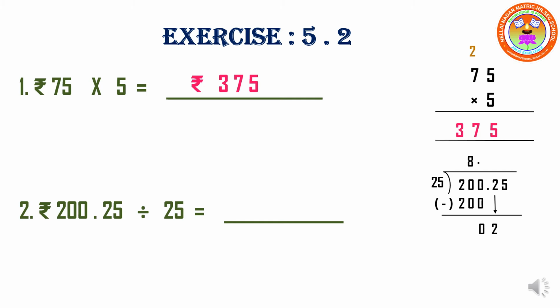Bringing the 2 down, 2 is not possible in 25. So we'll put 0. So 25 into 0 is 0. Next step, we are going to bring 5 down. So what is there? 25. 25 into 1 is 25. On subtracting, you get the remainder as 0. Therefore, what is the answer? 8 rupees and 1 paise. Understood, children?